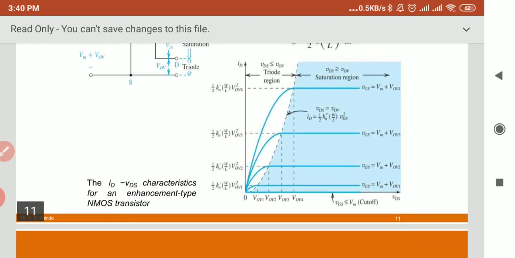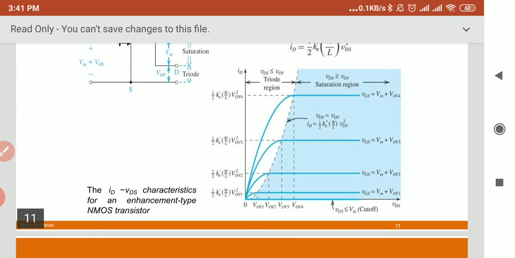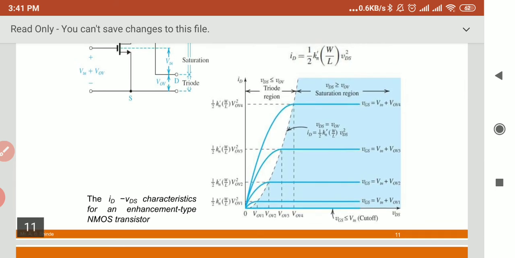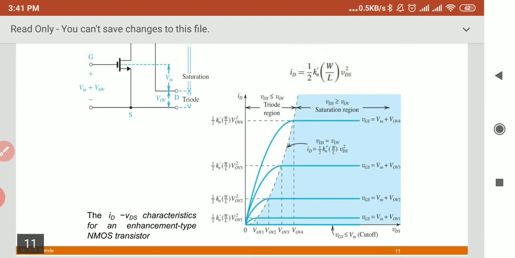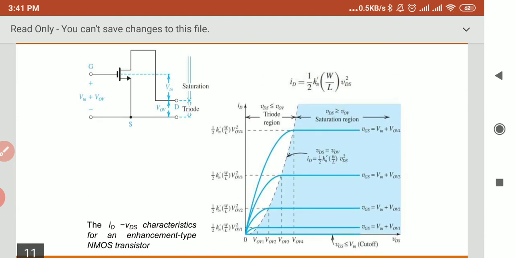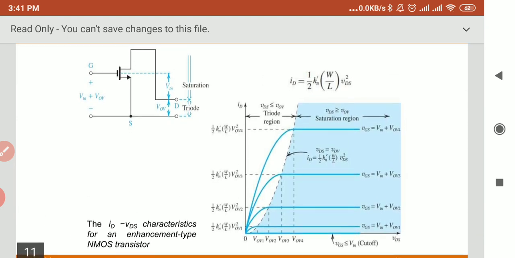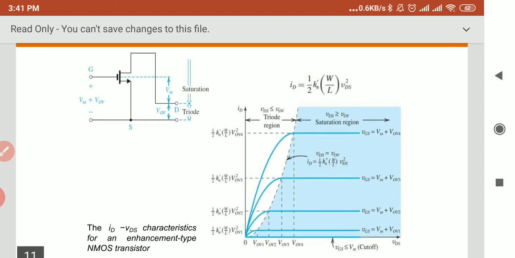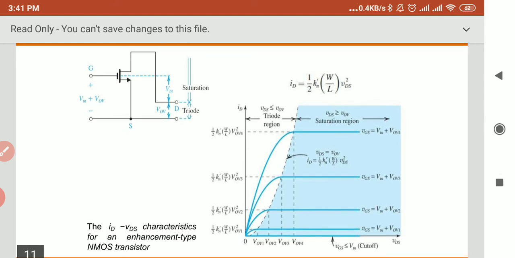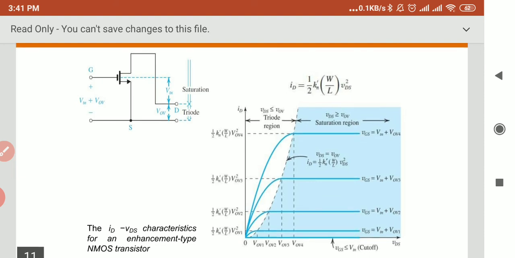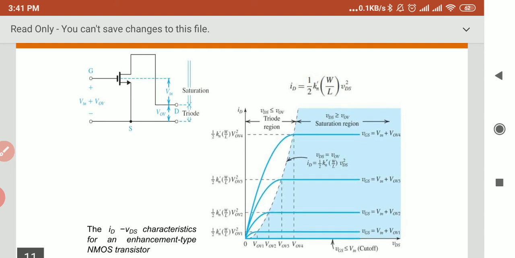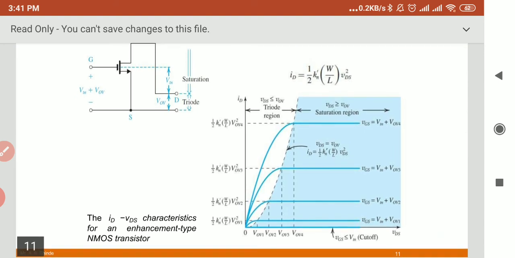When VGS is greater than VTH and VDS is very small, in millivolts, then the operation of MOSFET we are seeing as linear and we are calling this region an ohmic region, or we can call this region a triode region, or we can call this region a non-saturation region.